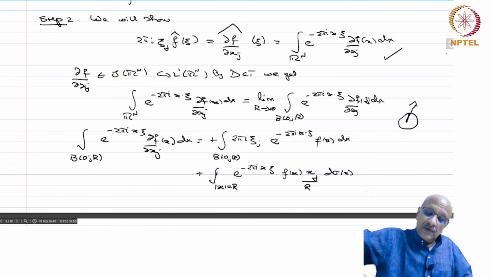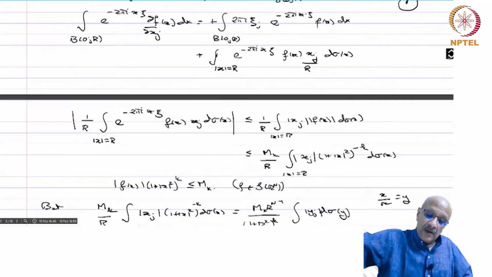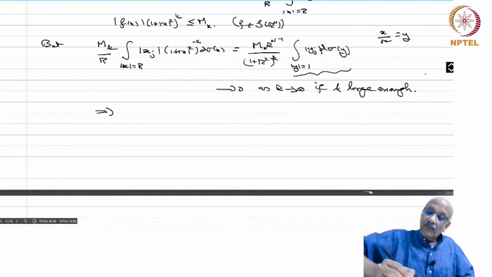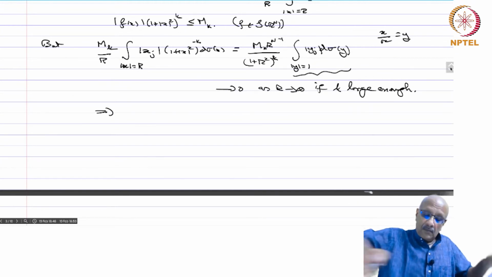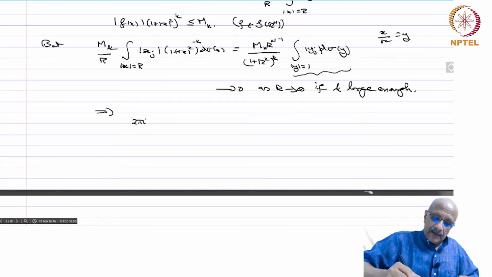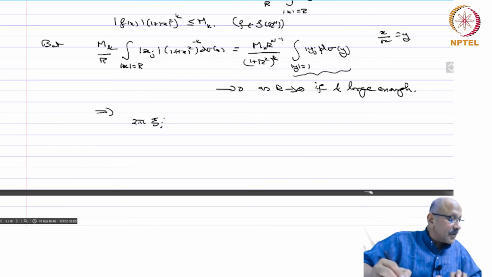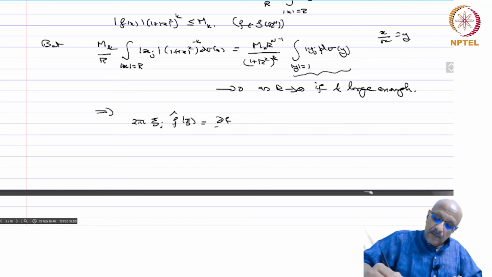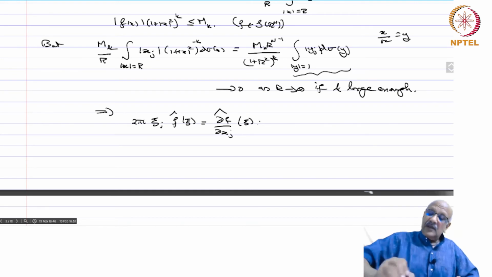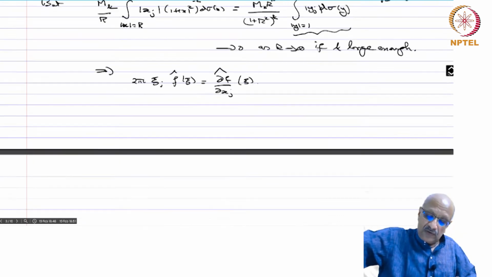So therefore you have that 2 pi i xi_j f hat(xi) is equal to the Fourier transform of df by dx_j, evaluated at xi. Okay, so as r tends to infinity, we have that.